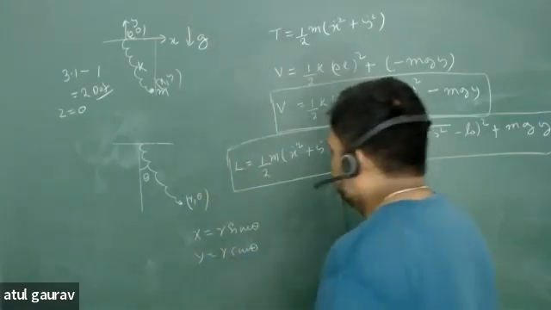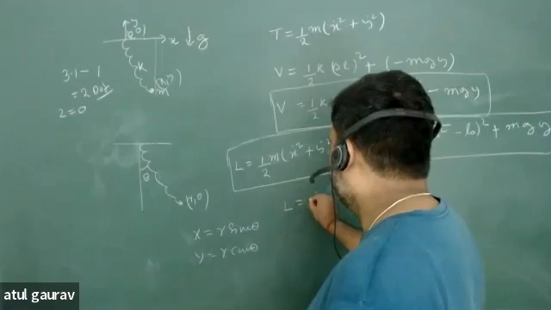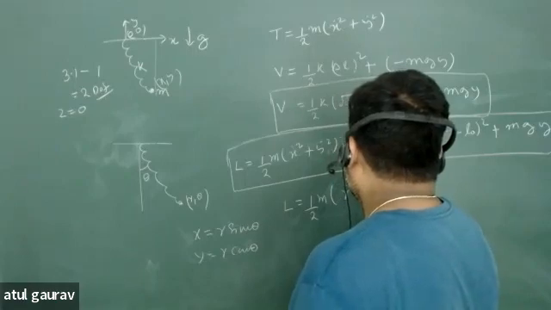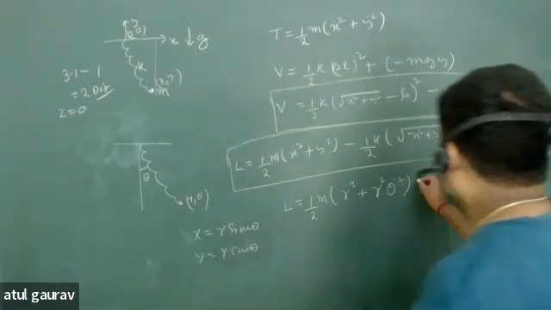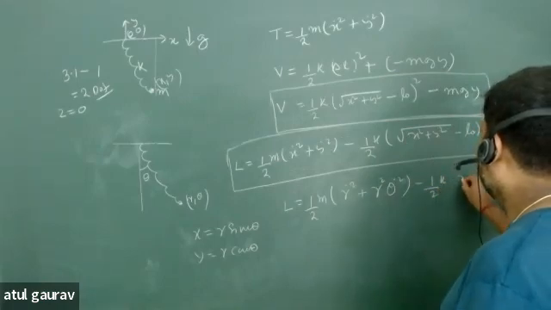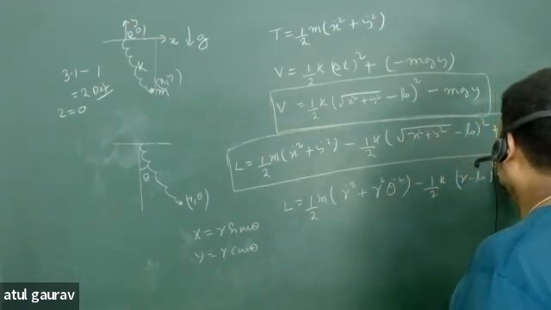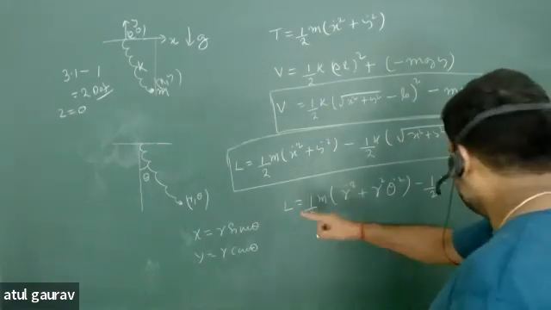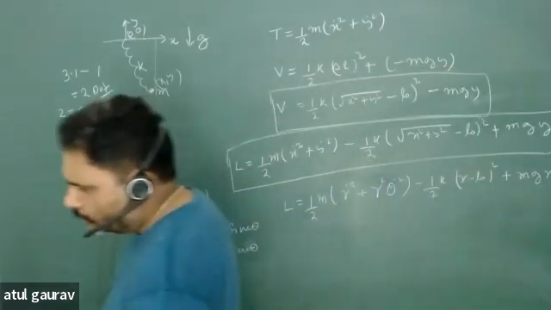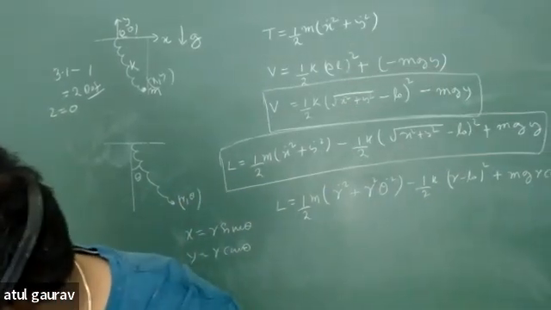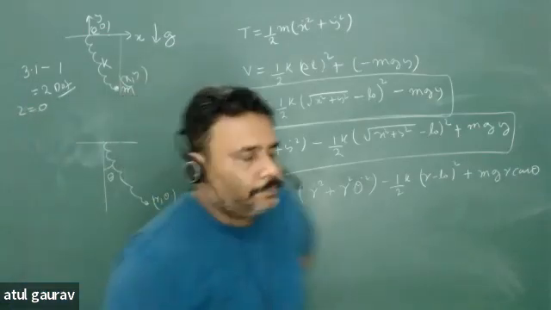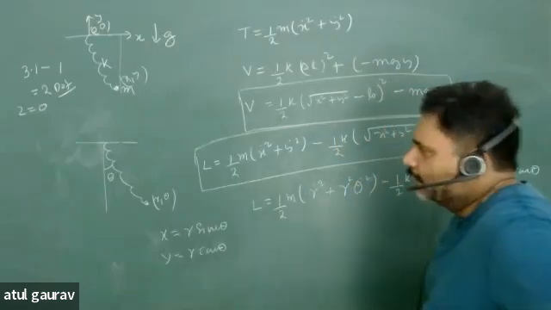Now you can put it in this equation, and I hope you can do it easily. So that value is half m (r dot square plus r square theta dot square) minus half k (r minus L naught) whole square plus mg r cos theta. So this is my Lagrangian of the system. If this is my Lagrangian, what are now the generalized coordinates? Sir, r and theta. R and theta. Is there any cyclic coordinate?